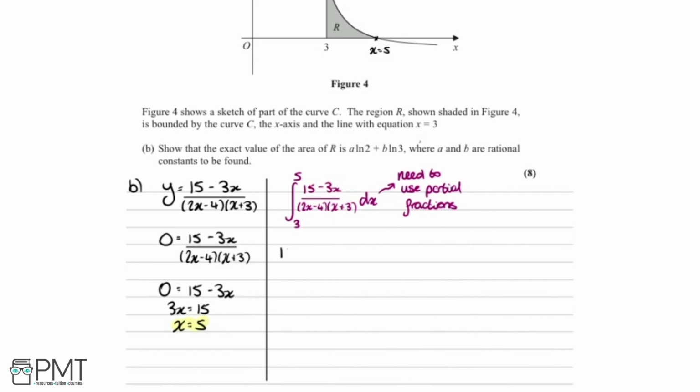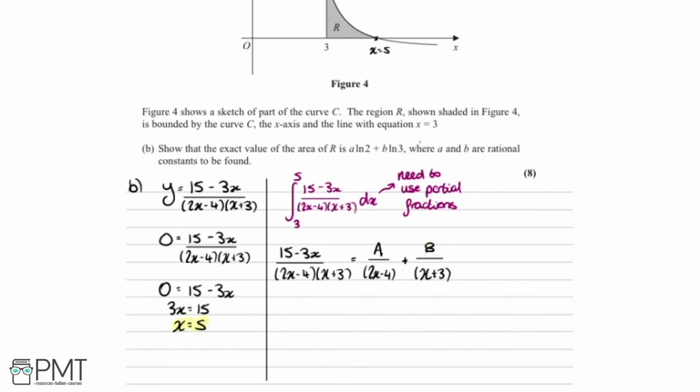So we're going to say that (15 minus 3x) all over (2x minus 4) multiplied by (x plus 3) equals A over (2x minus 4), and then we're going to add on to that B over (x plus 3). So now our job is to work out what A and B are.